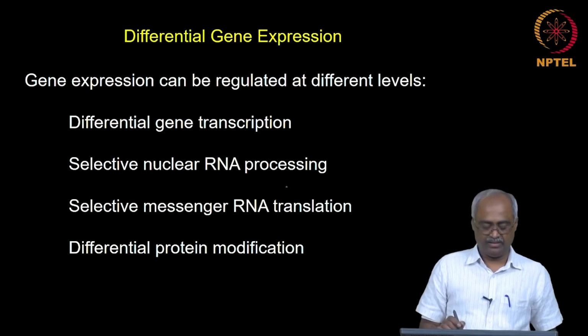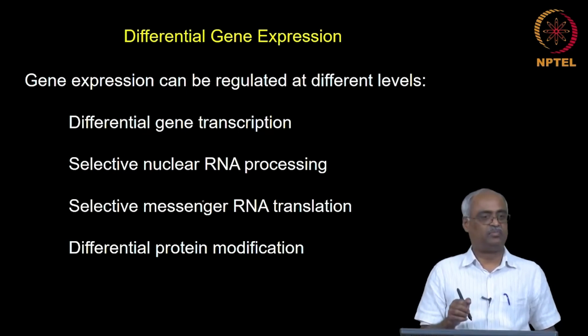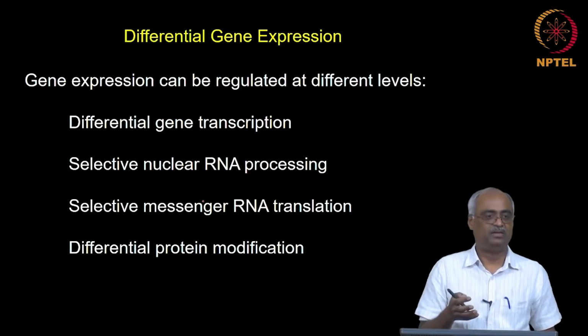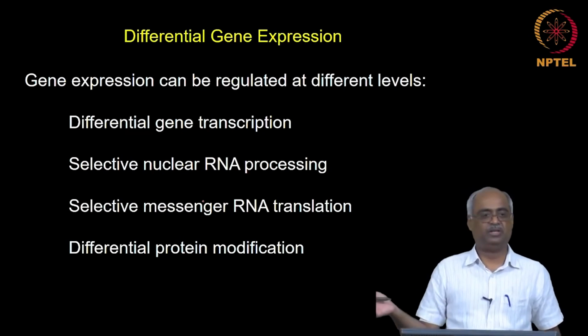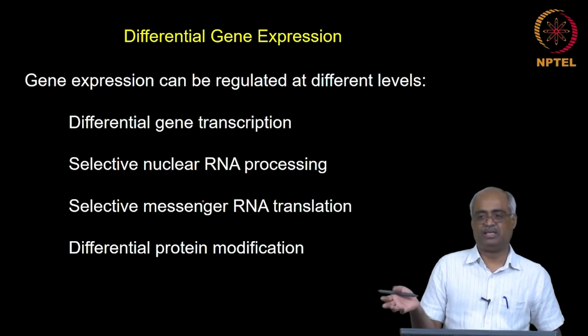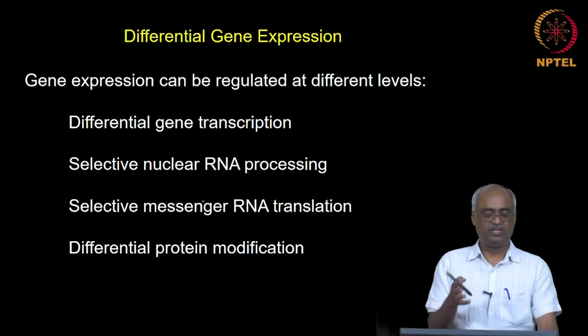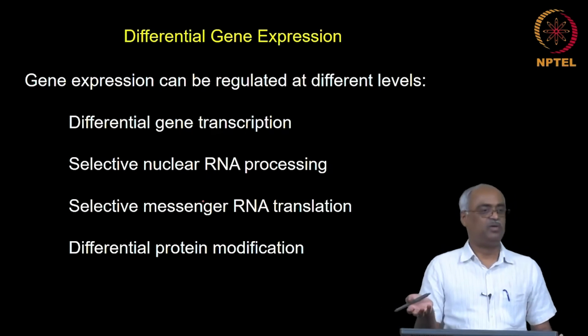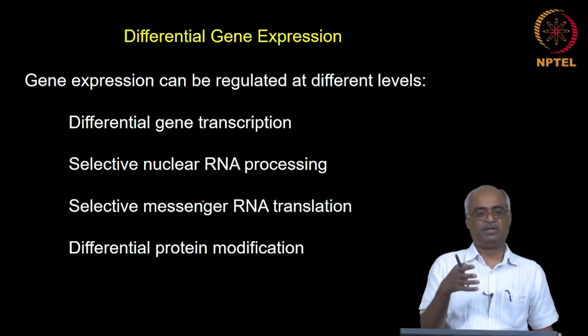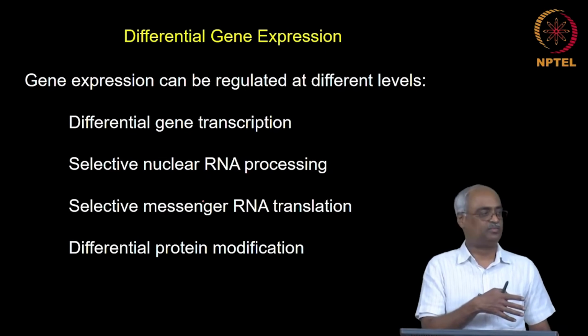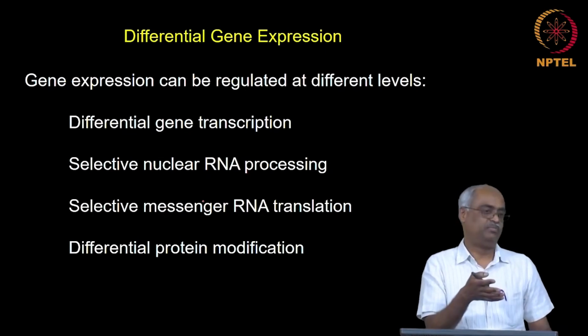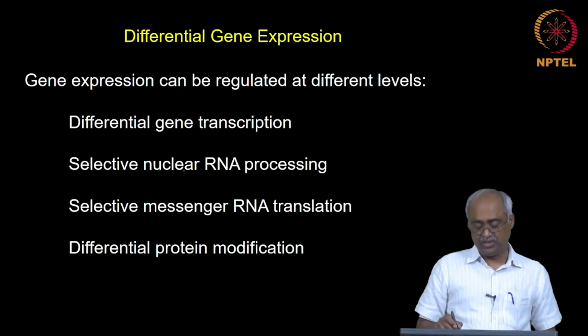And second, a similar difference may exist at the level of nuclear RNA processing, for example, splicing and export out of the nucleus. That might vary. In a given tissue, a particular gene's mRNA may not be exported out, while the same mRNA is exported into the cytoplasm in another type of cell. So, that is selective nuclear RNA processing.